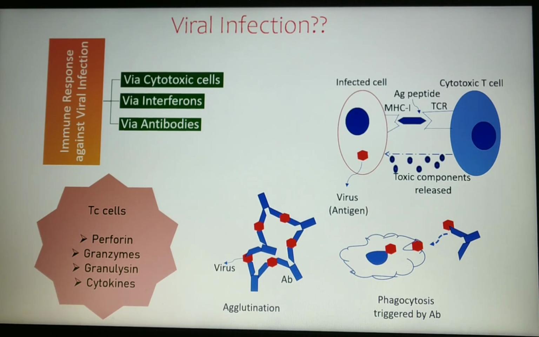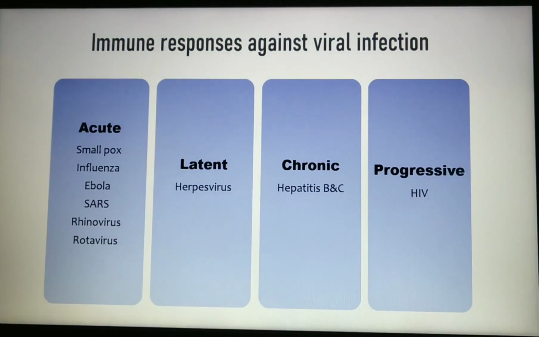There are mainly 4 types of immune responses against viral infection. These are acute, latent, chronic and progressive immune responses. They vary according to different viral particles. So viral infection is a very complicated process. To get rid of this, we have to boost our immunity.